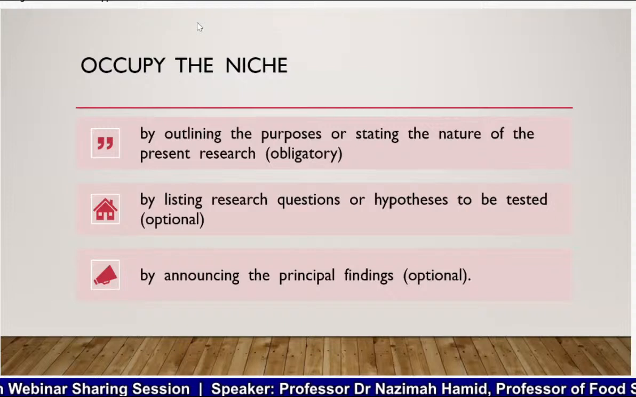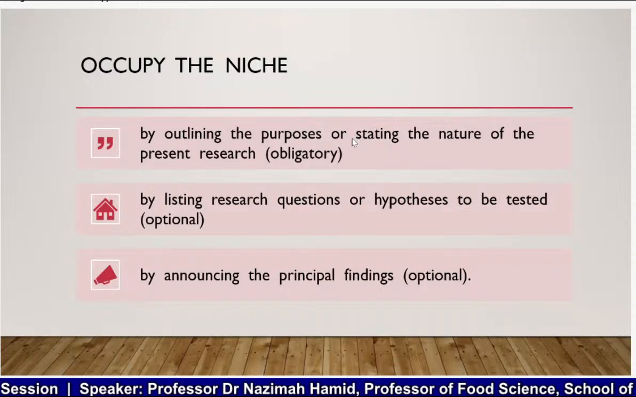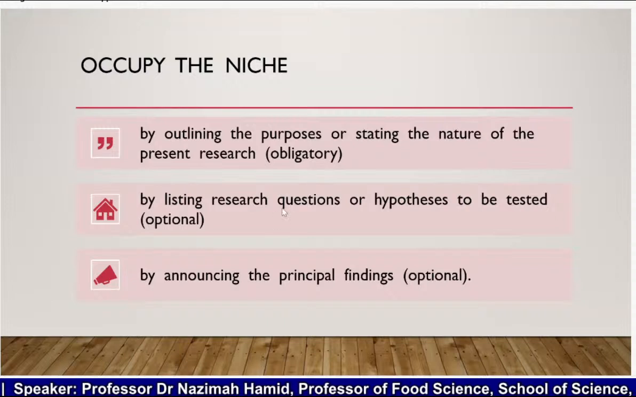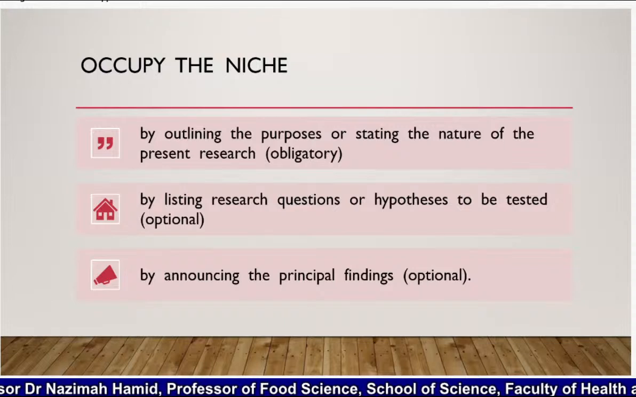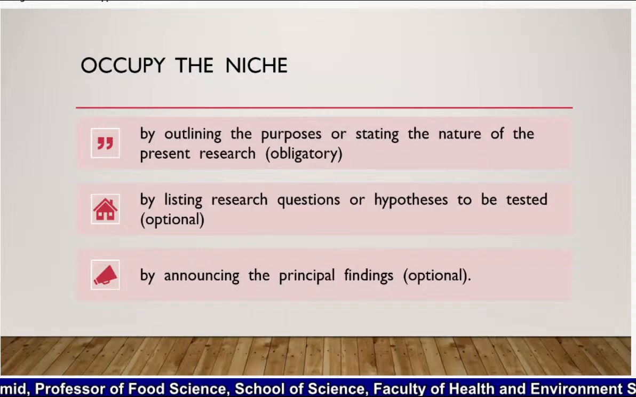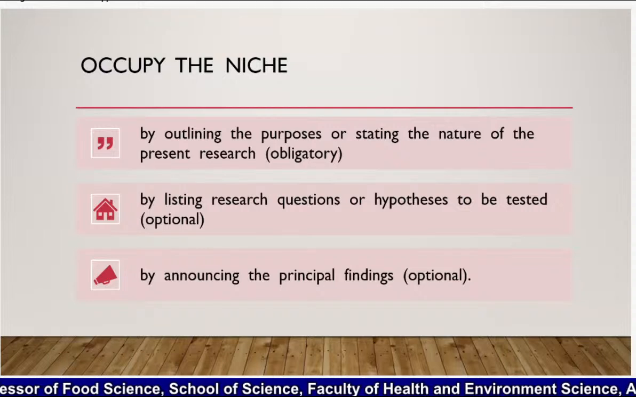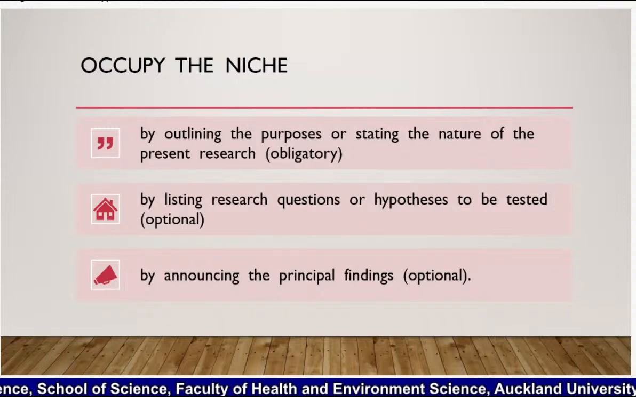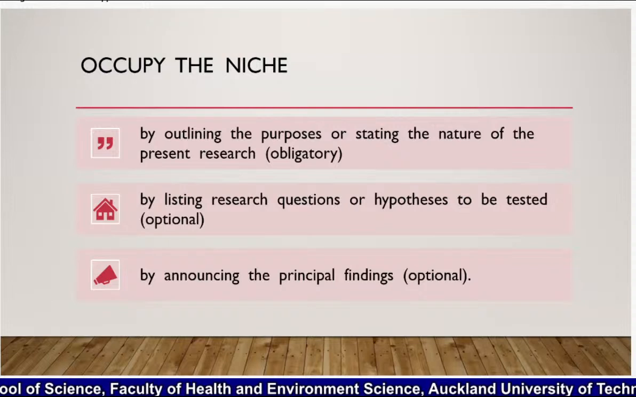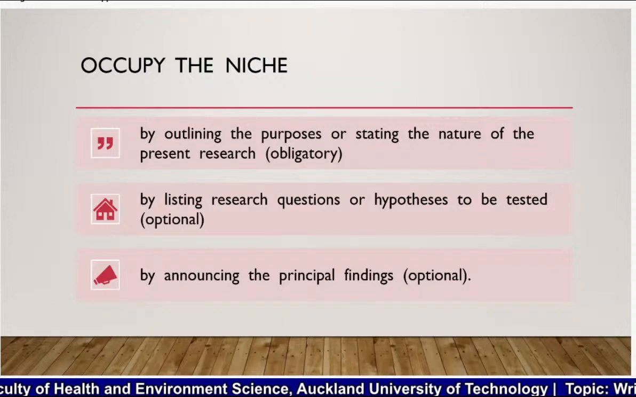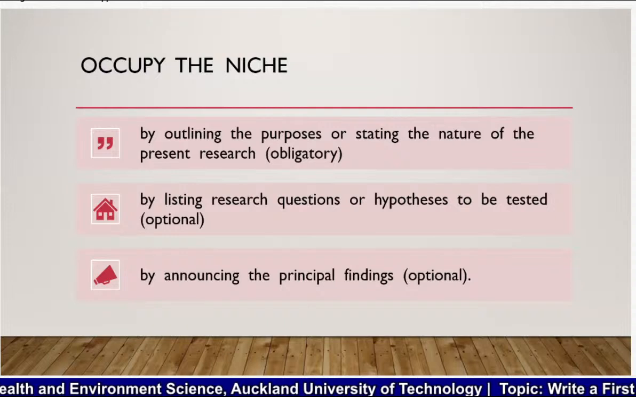So you need to occupy the niche. You need to outline the purpose, and you can see some is obligatory, some is optional. This is just saying how you can fit in a niche, and that's what gets your paper going through the review process. That's a big thing, getting the paper under review, because sometimes it doesn't even go into review and you end up with a rejection. So it's really, really challenging, and that's why it's so important to identify the niche in your research.